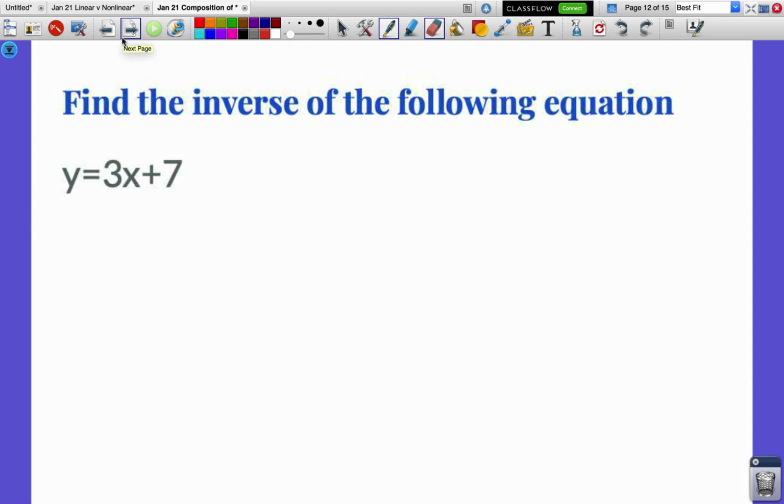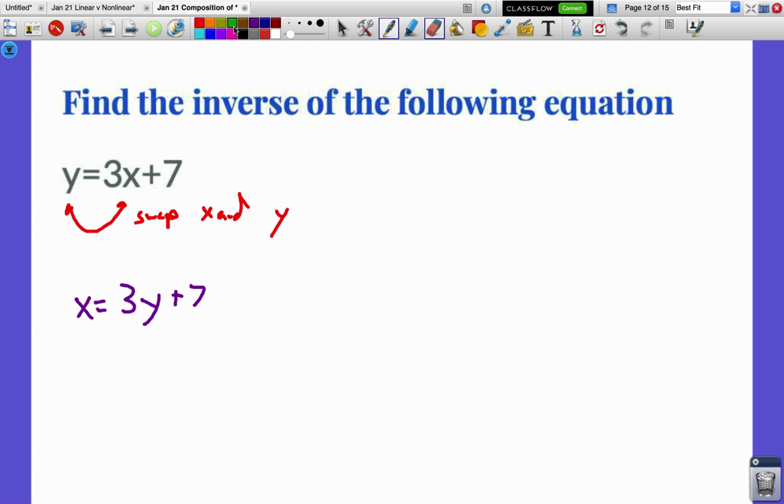All right, find the inverse of the following equation. Here's a trick to find the inverse super quick. You just swap x and y. And this totally inverts the function. The output, which sometimes we call y, becomes the input, and the input becomes the output. So now we've got x equals 3y plus 7.